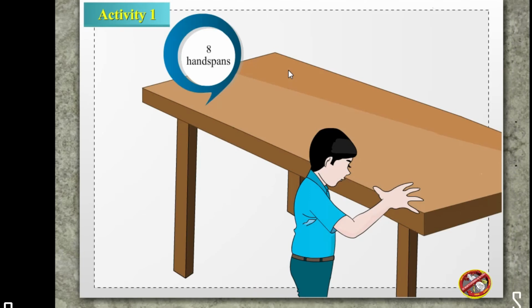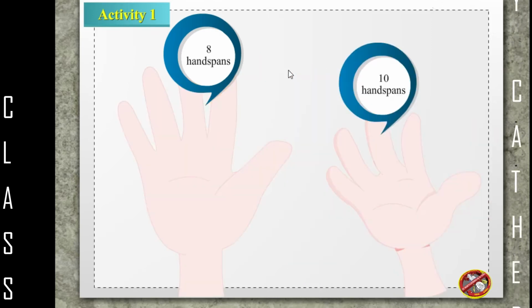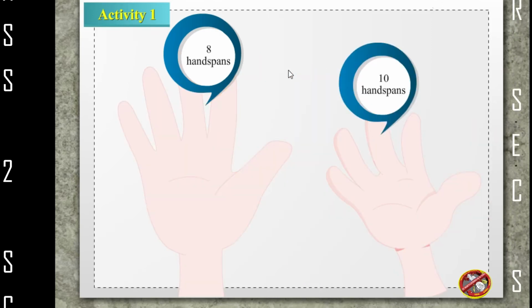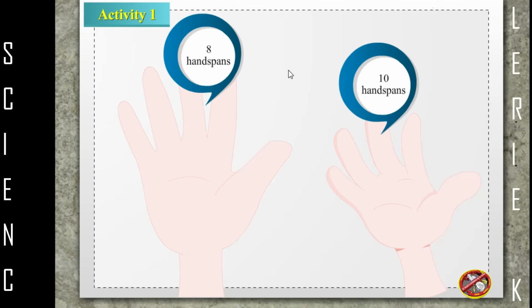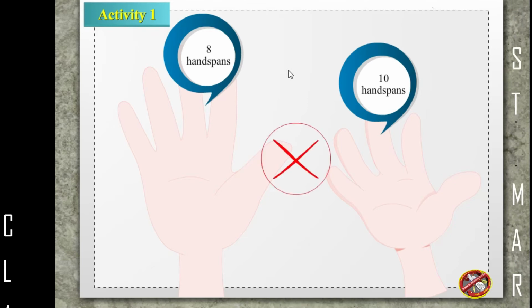We now ask our younger brother or sister to measure the length of the table by his or her handspan. Is it also 8 handspans? No, it is 10 handspans. Conclusion: This activity shows that handspan is not a reliable unit for measuring length.